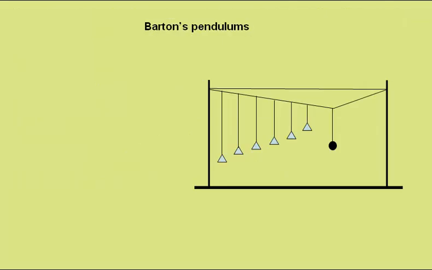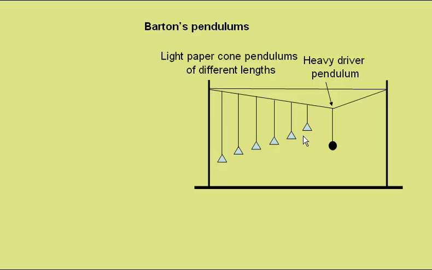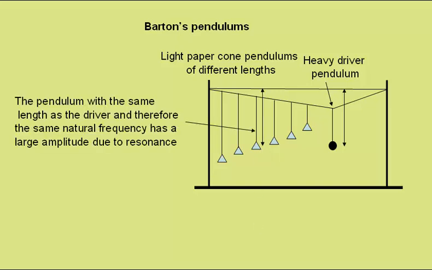This arrangement is designed to show resonance and is called Barton's pendulums. We have a heavy driver pendulum and several light paper cone pendulums of different lengths. These two, the driver and this pendulum, have the same length from the top here. A pendulum with the same length as the driver, and therefore the same natural frequency, will show a large amplitude due to resonance.